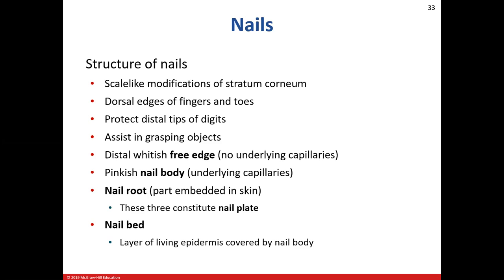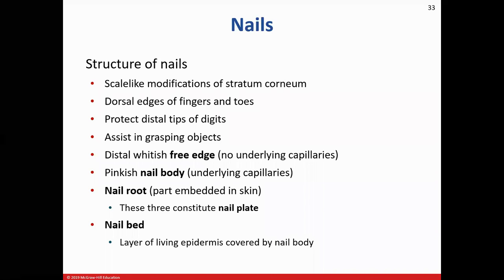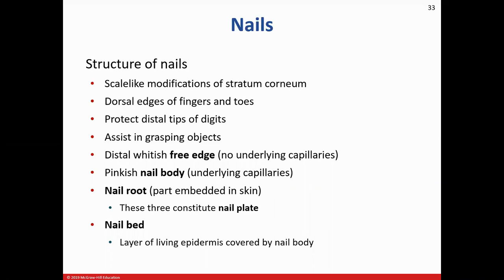When we look at the nail, we have the distal whitish free edge, and at this point there are no underlying capillaries. Then we get into the pinkish nail body, and that's where we do start to see a lot of our capillaries, which again are very small blood vessels, just a couple blood cells thick. We also have the nail root, the part that's embedded into the skin. And these three structures, the free edge, the nail body, and the nail root, all constitute the nail plate.